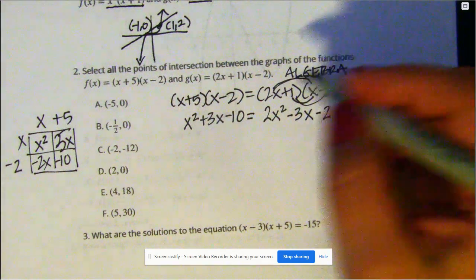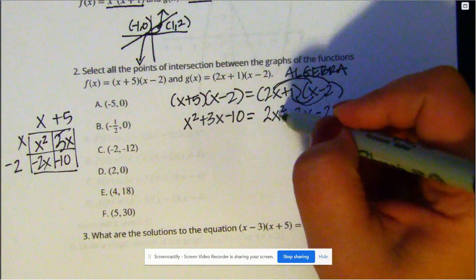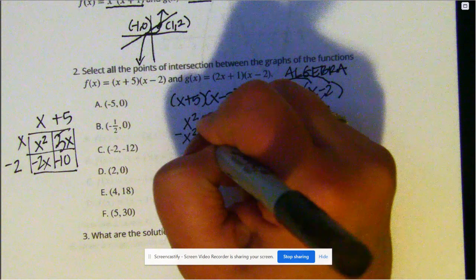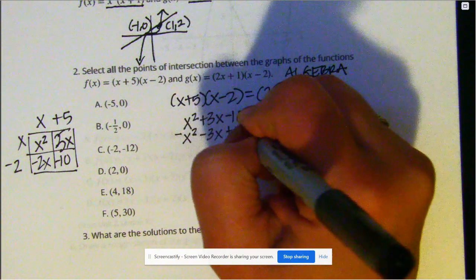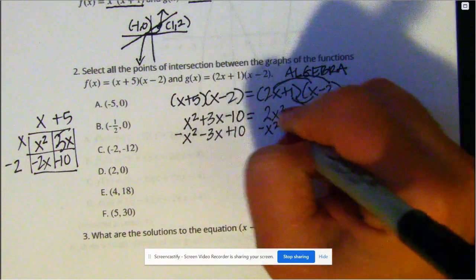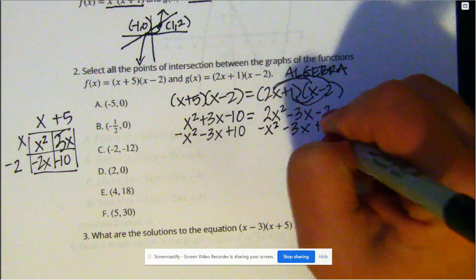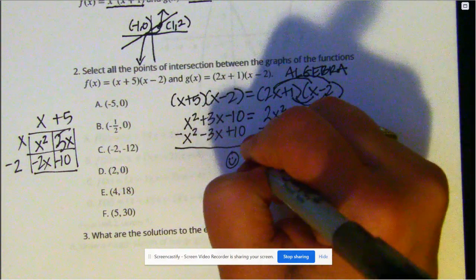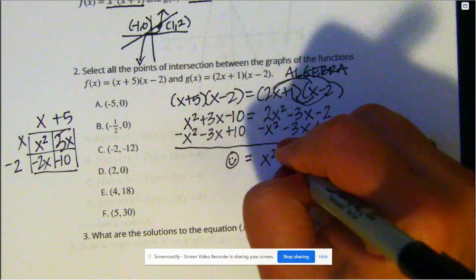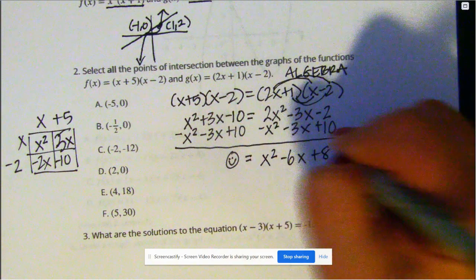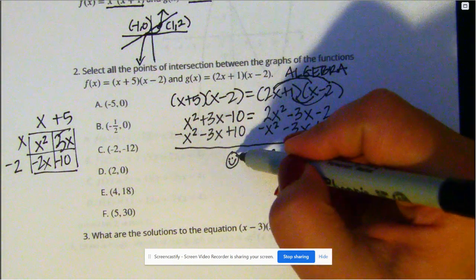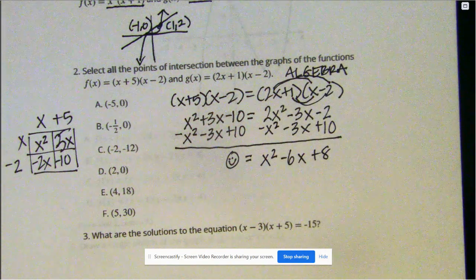So I would move all these over here because I don't want to make the x squareds negative. So I'm going to subtract that, add that. Whatever I do to one side, I have to do to the other. So now nothing over here. And I've got x squared minus 6x plus 8. What numbers will make this equation equal to 0? Well, if I factor it, I'll be able to tell.